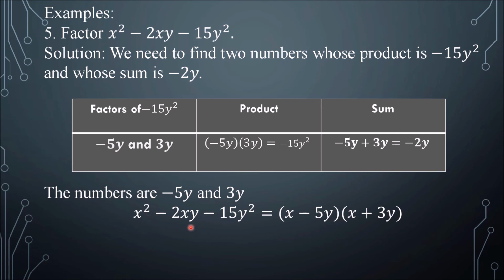Now, x squared minus 2xy minus 15y squared is now equal to x minus 5y, that's 5y, x plus 3y, that's 3y. So that's the factored form of number 5.